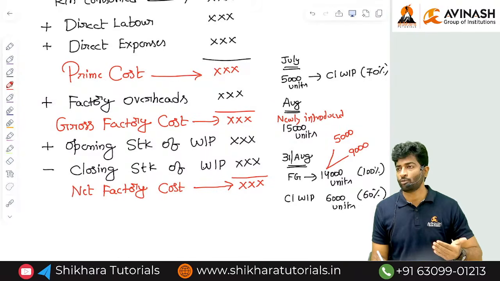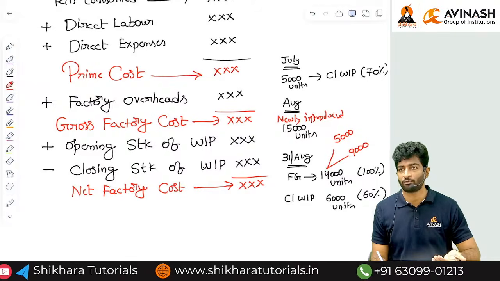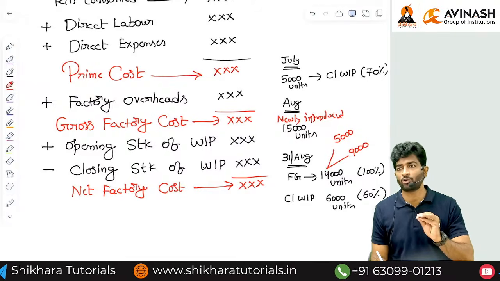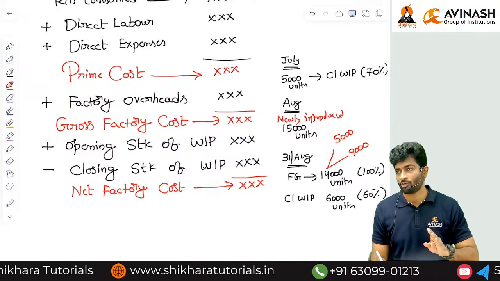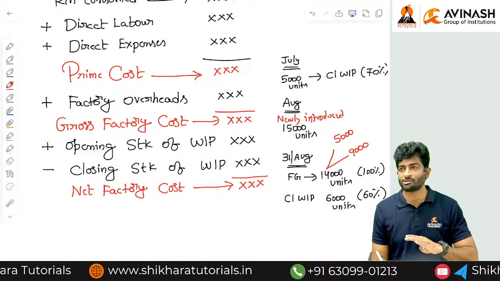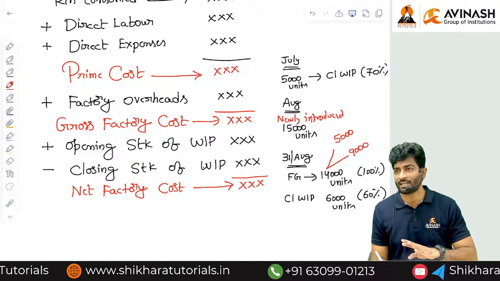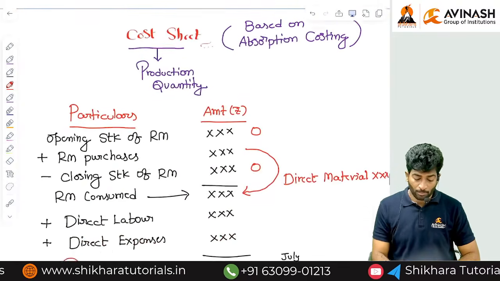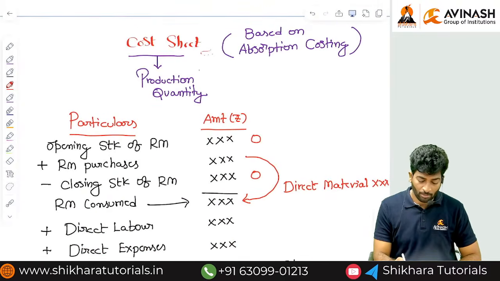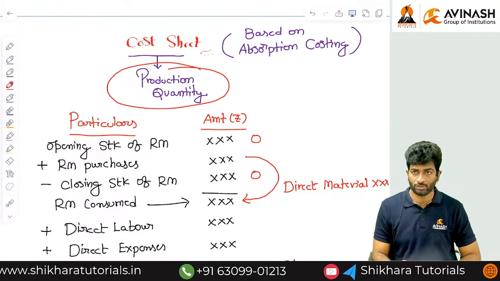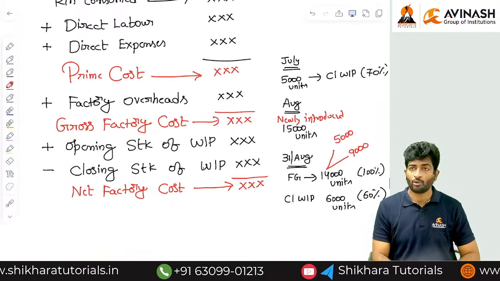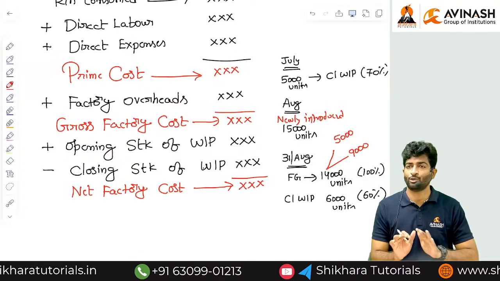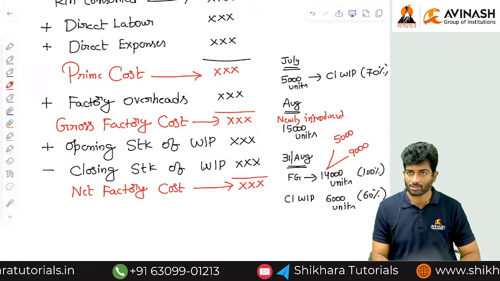So this is my opening WIP, newly introduced 15, 5 plus 15, totally 20,000 units are in process. Out of that, 14,000 units completed, 6,000 units in closing stock of WIP. Is it clear? Right. Now, as I want to prepare the cost sheet only for production quantity, finished goods, I want to include only the cost of 14,000 units.